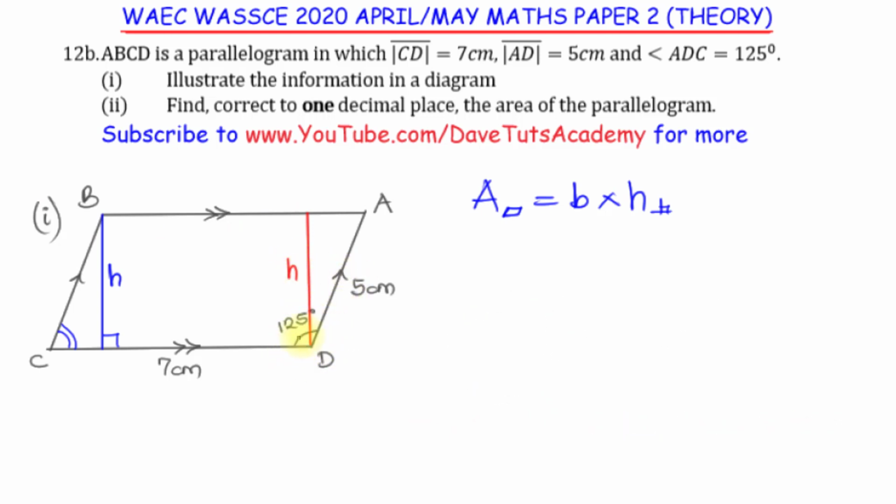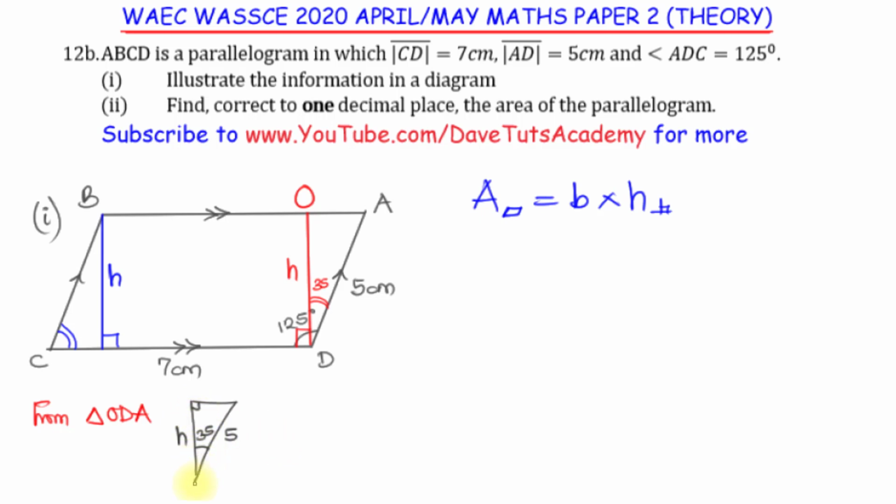Now, this angle at D we were given to be 125, but already I'm saying that I'm looking for a right angle here. So if I take 90, which is a right angle, out of 125, this is going to remain 35, okay? So looking at this particular shape, if I call this O, I can say from triangle ODA, this is also 90, and this is 35. This is H, and this is 5.